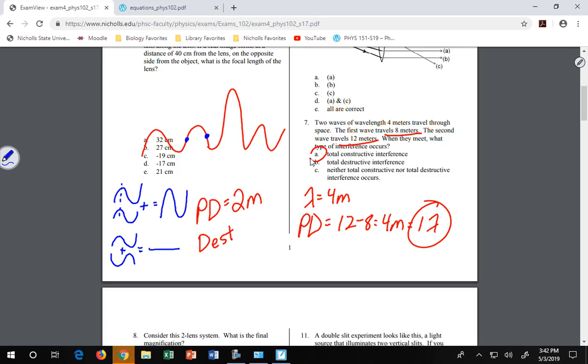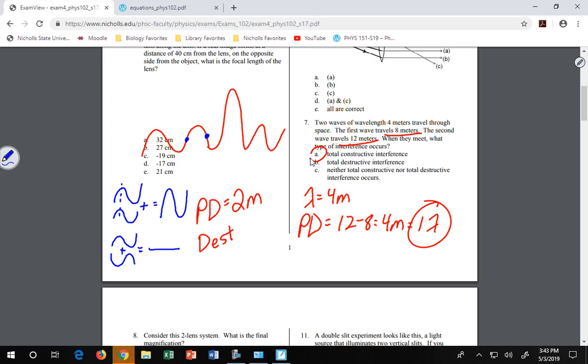That's constructive, yeah. So if we're 1 full wavelength, or 2 full wavelengths, or 3 full wavelengths, that's going to be constructive interference. But if we have a half a wavelength, 1.5, 2.5, 3.5 wavelengths, that would be destructive interference. And then anywhere between the halves and the integers would be something else. Yeah. So what would a neither total nor constructive interference look like?